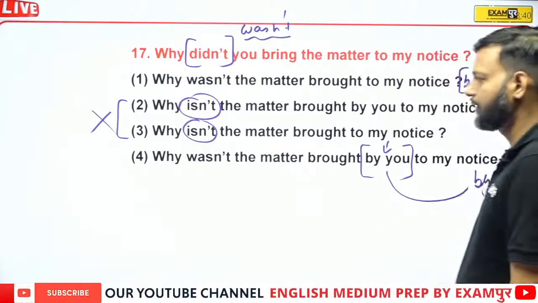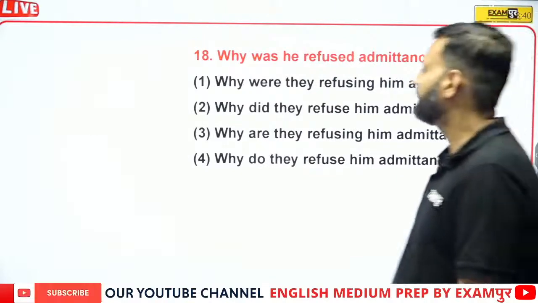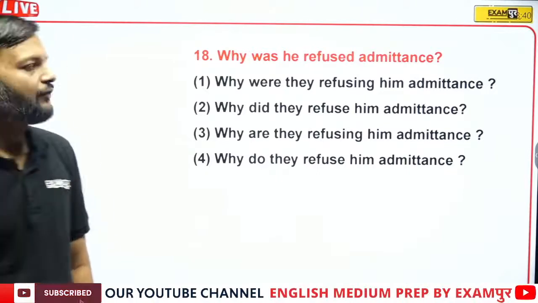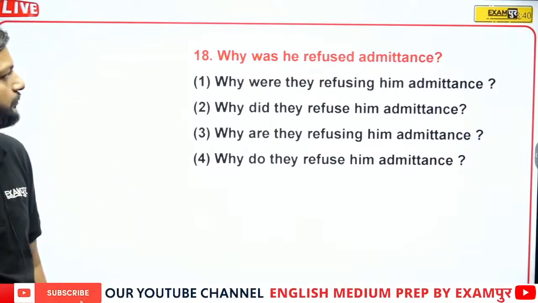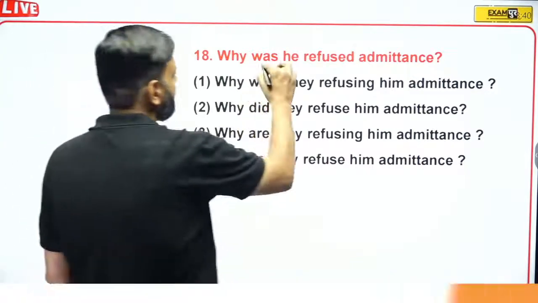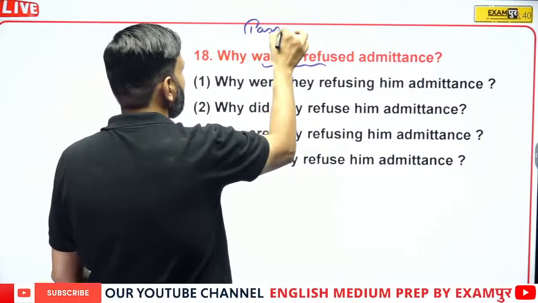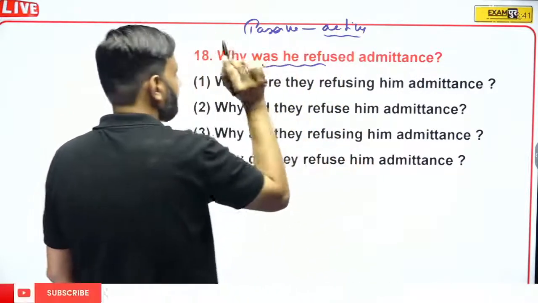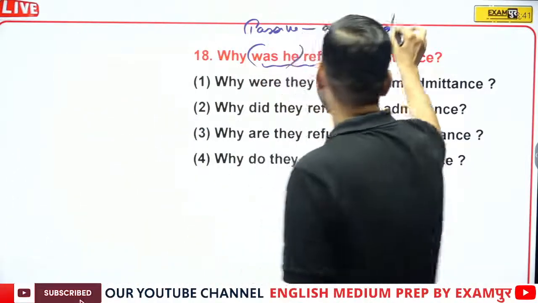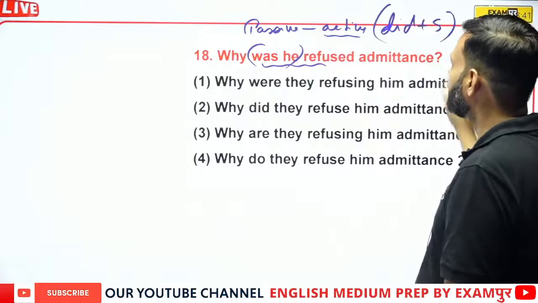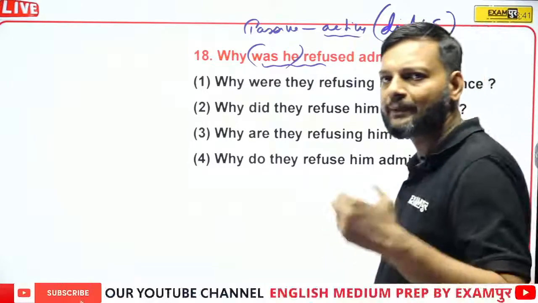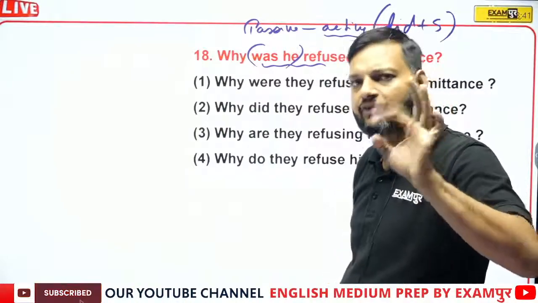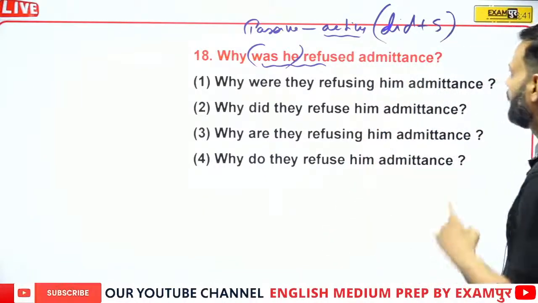Now the next one. Why was he refused admittance? See, this sentence is in passive and we need it active. Since this sentence is in past indefinite, did plus subject is required, because was, were plus V3 is past indefinite passive, and in its active, did is required. So just look for the word did.